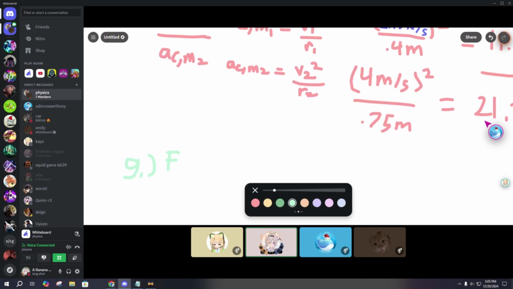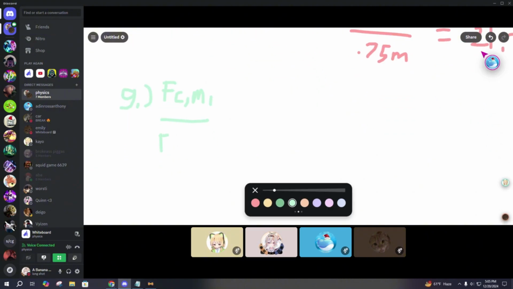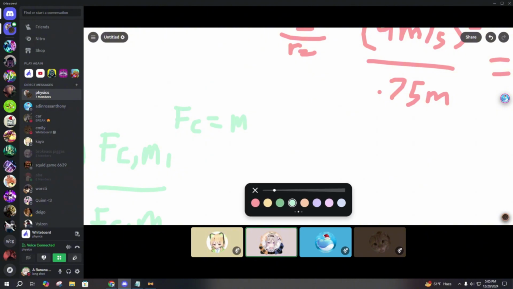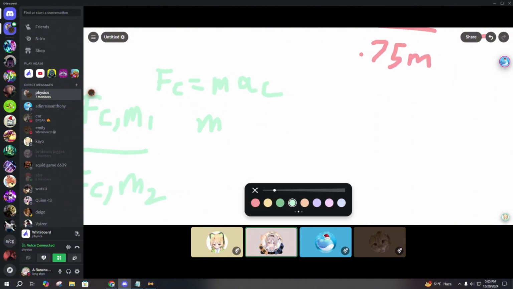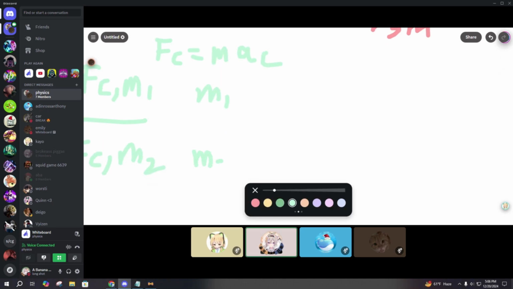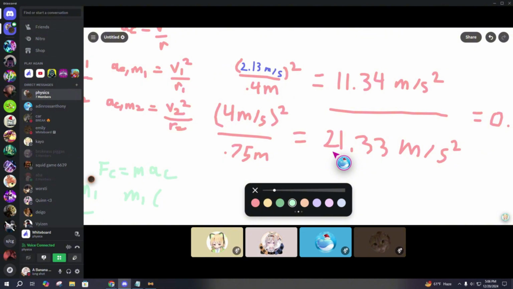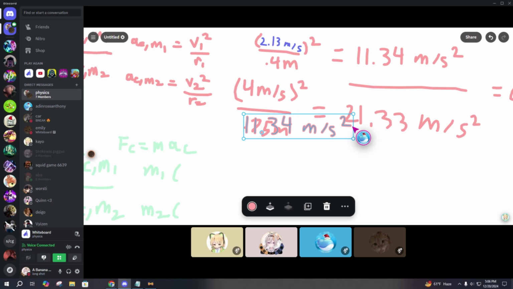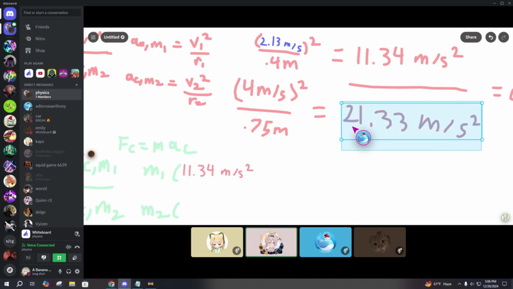Now for G. It wants the ratio of FCM1 over FCM2. Well, I know that centripetal force is equal to mass times centripetal acceleration. Fc equals Ma_c. So I can just get the mass M1 and the mass M2 and multiply them by their centripetal accelerations, which is right here, 11.34 for M1, and then 21.33 for M2.